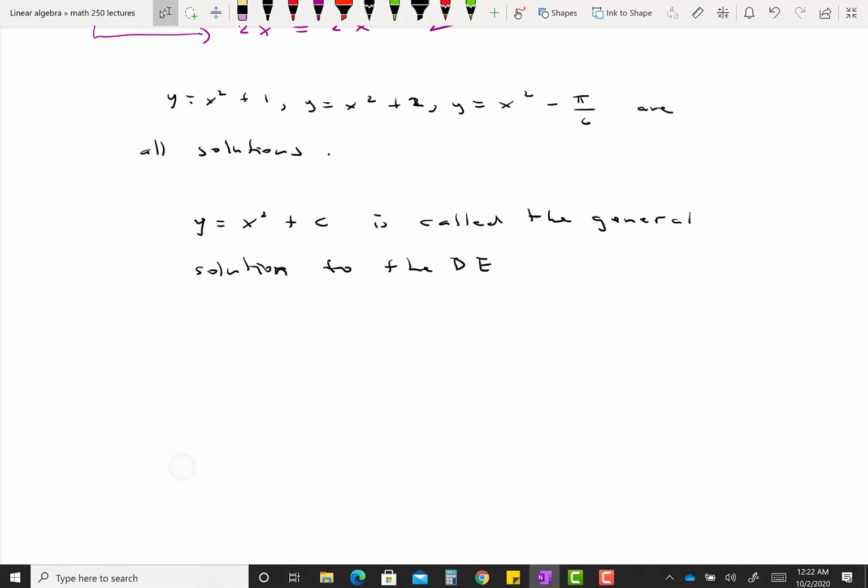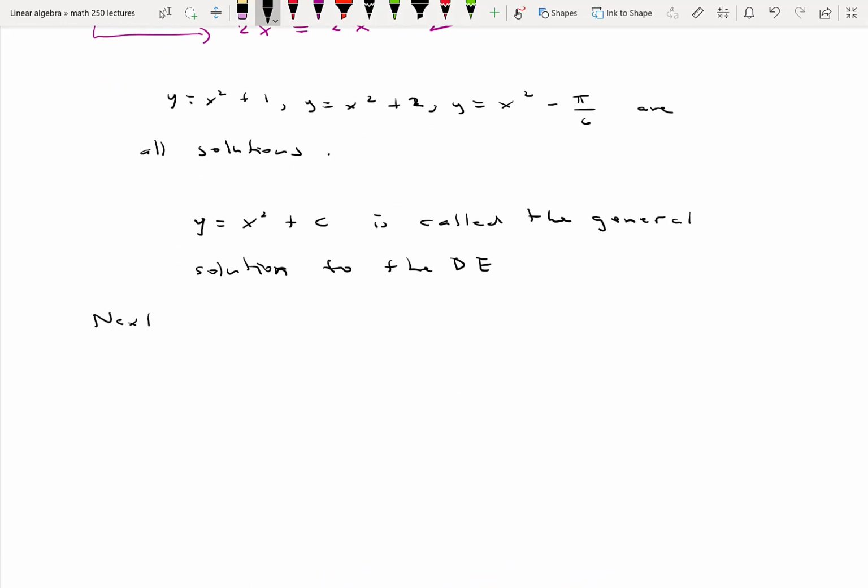Okay, so next consider y prime equals y. Now, think about this differential equation. Just think about it. You're looking for a function y such that y prime equals y. You're looking for a function that when you take its derivative, you get the same function back.